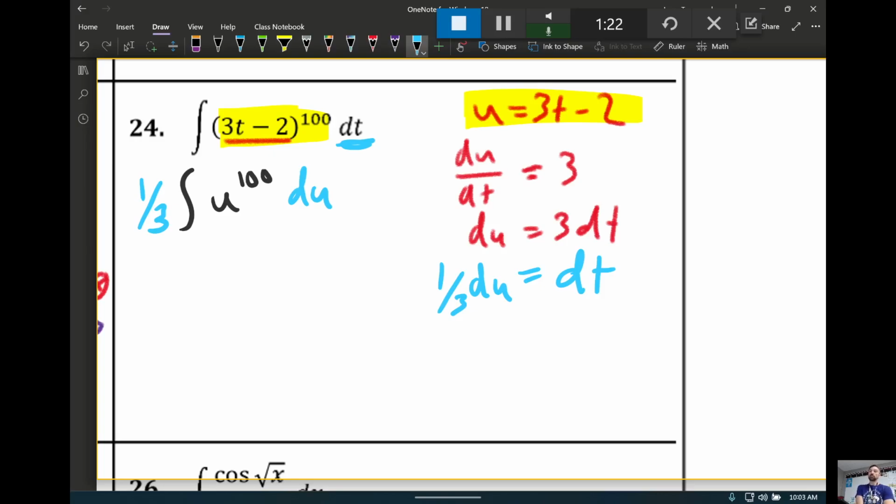dt is the same thing as 1/3 du. And again, this 1/3 is the undoing of the chain rule. As much of a pain as the U substitution process is, it's taken the mental gymnastics out of it.